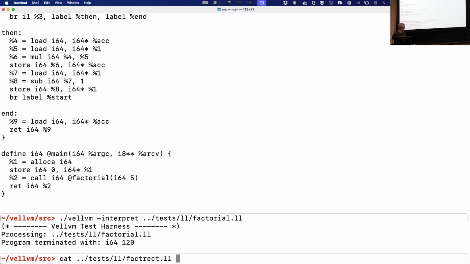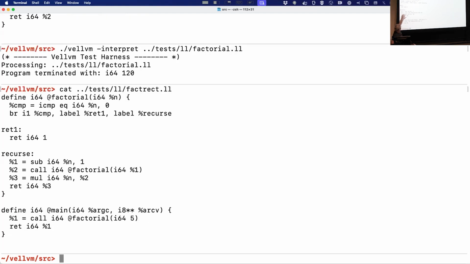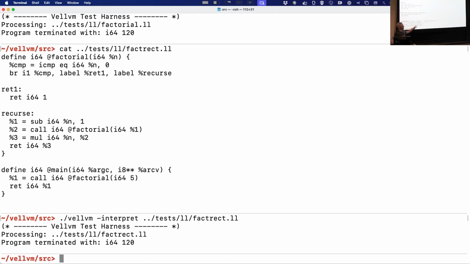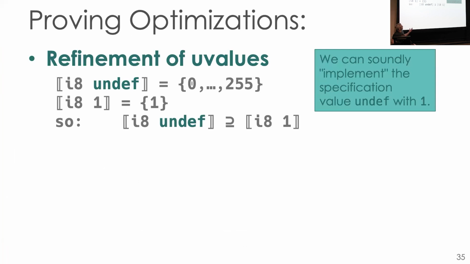We could also look at the recursive version of factorial, which is a little bit smaller. This is recursively calling factorial in the classic way. So if we run this one, we're going to get the same answer, but we get it in a different way because we're doing recursion instead of iteration. So you can get a pretty nice semantics that we can run and play with, and we've found lots of bugs. And our hope is, we've used this to prove various optimizations correct. Over the years, we've looked at different kinds.